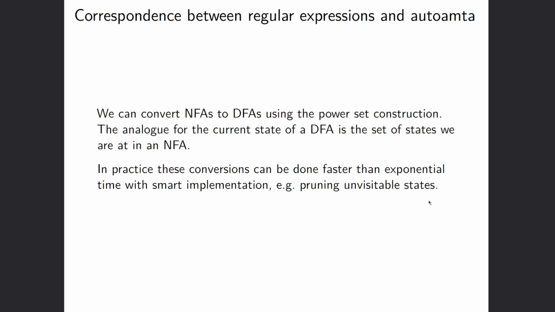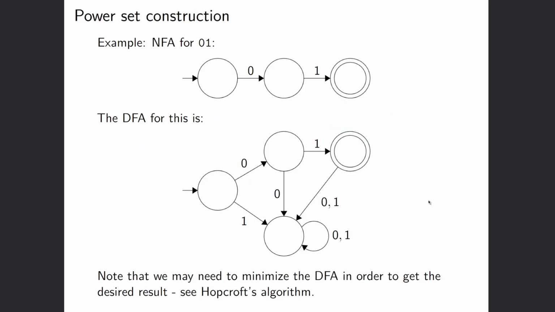We can convert between NFAs and DFAs using the power set construction. The analog for the current state of a DFA is the set of states in an NFA. In our delta transition function, in a DFA we had a single state, and in an NFA we can have multiple states at the same time. Also, in practice these conversions can be done faster than exponential time. The power set construction is worst case exponential, but in practice we can do better as long as we implement it smartly, pruning unvisitable states, minimizing where we can. Generally we can do it reasonably quickly.